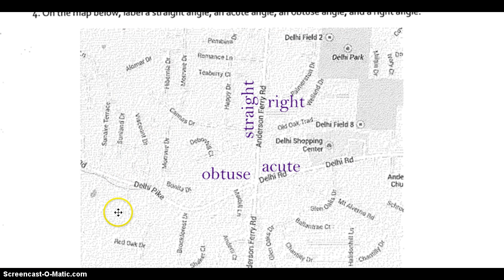Here's just one example of what you could have done. We can see that this intersection here forms an obtuse angle because it's bigger than 90 degrees. If we go to the other side of Anderson Ferry and Delhi, we have an acute angle, less than 90 degrees. We can see an intersection right here that creates a right angle. And finally, there's a straight angle if you just look at this part of Anderson Ferry, making a straight line. You can also have other examples on the map.